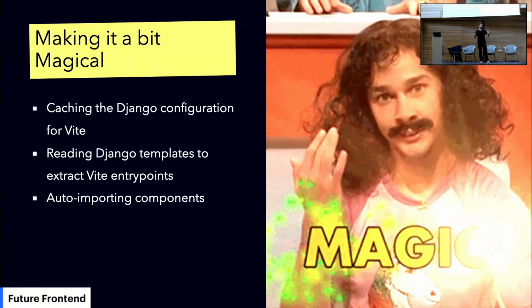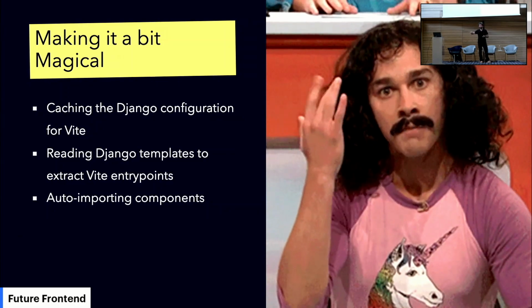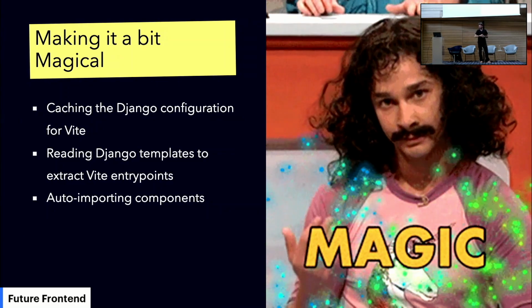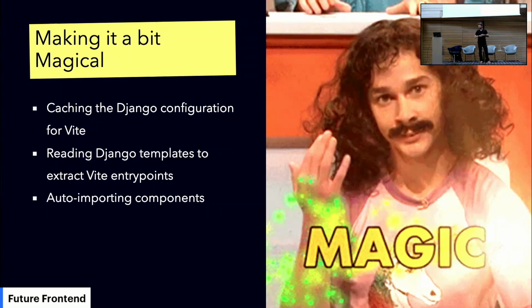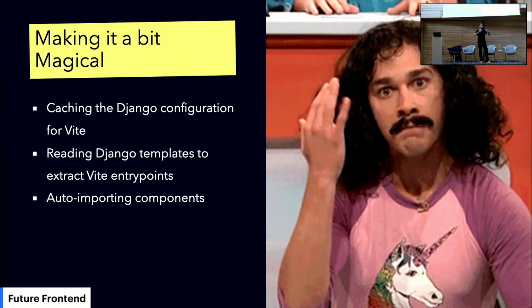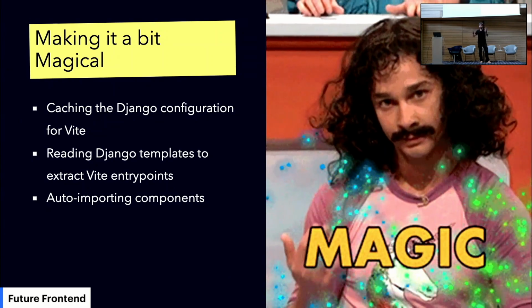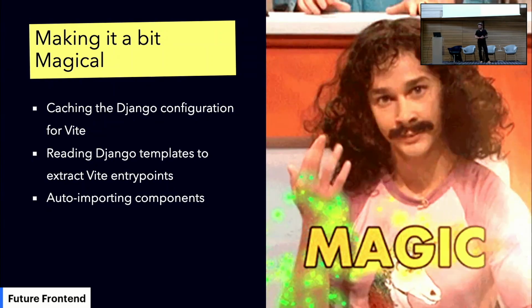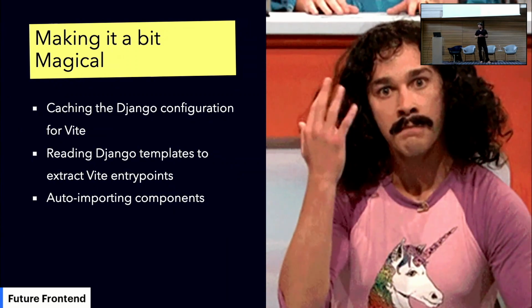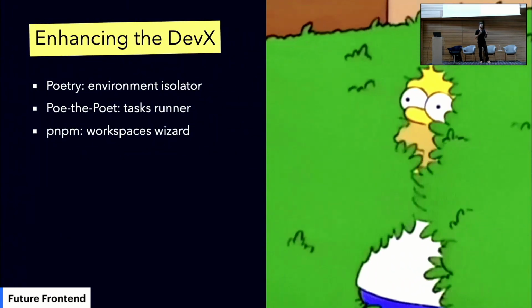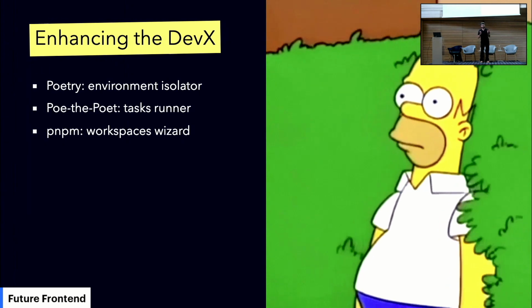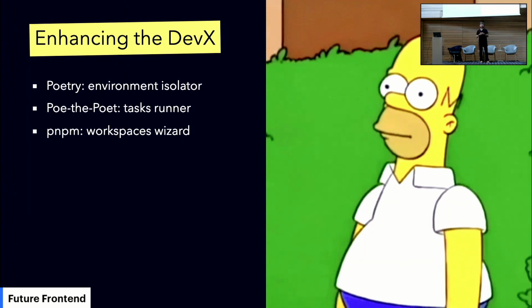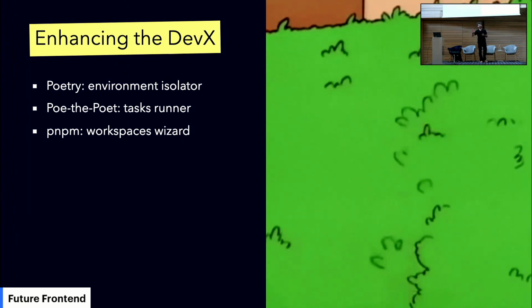So it's a bit of magic, and we added a bit of magic over it, like caching the generation of the configuration, reading directly from the Django templates to be able to automatically set the import endpoints into the Vite config, auto-importing different kinds of components. The idea is that we just wanted to enhance the developer experience at the end. And because they were Pythonistas, we stuck to the Python ecosystem.